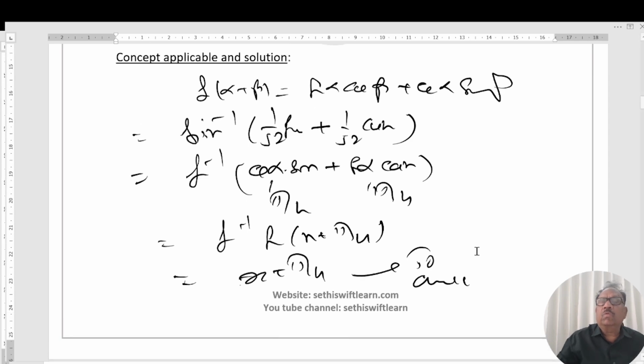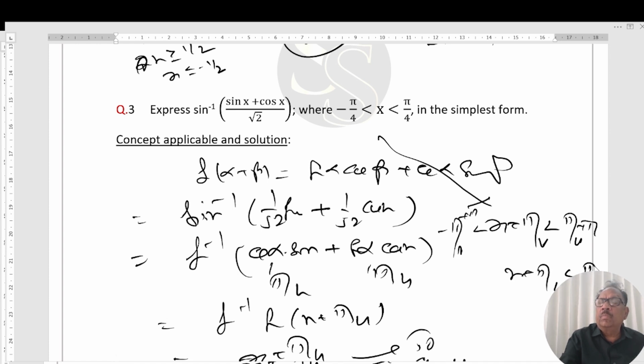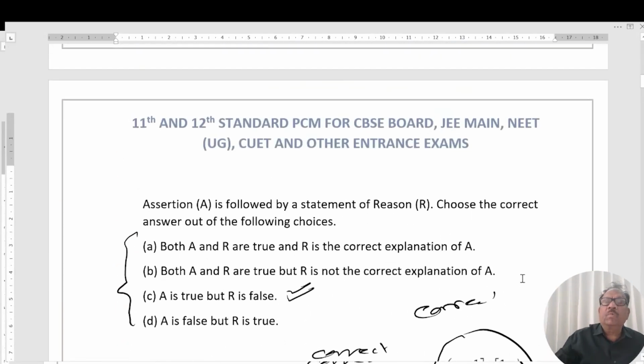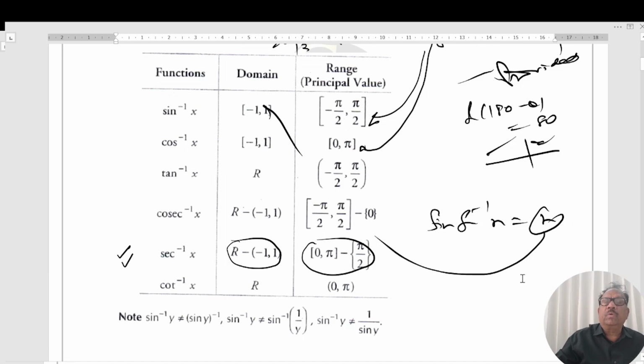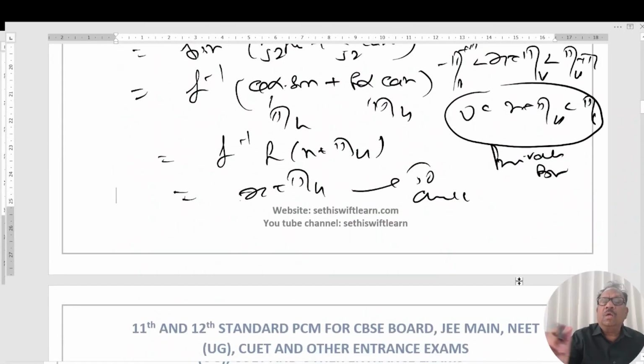Given the requirement of the question, this is given for x plus pi by 4. So x will be between minus pi by 4 and pi by 4, and x plus pi by 4 ranges from 0 to pi by 2. This is within the principal value branch. What is the principal value branch? Minus pi by 2 to pi by 2. So this is the correct one, and we can write this, right? So the answer will be the same.